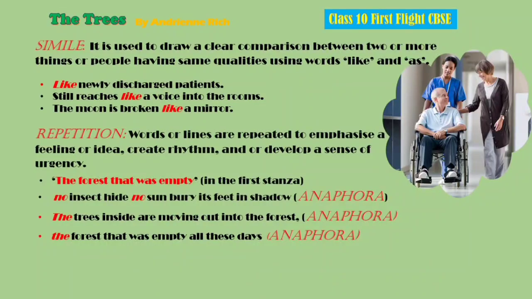Next poetic device which is used in the poem is simile. It is used to draw a clear comparison between two or more things or people having the same qualities using words like and as. So the poem has "like newly discharged patients", where "like" is used, so because of this, it is a simile. "Still reaches like a voice into the rooms." "The moon is broken like a mirror." So these are the examples of simile.